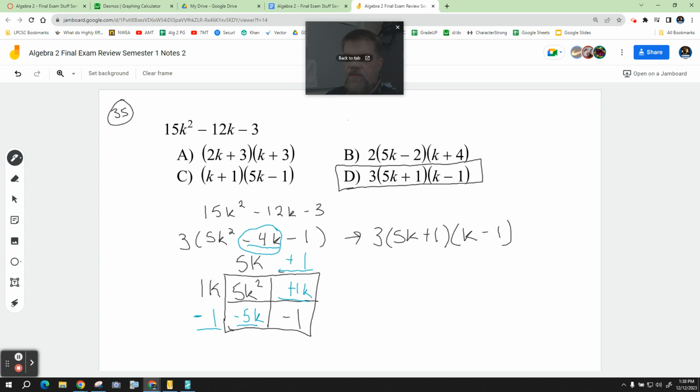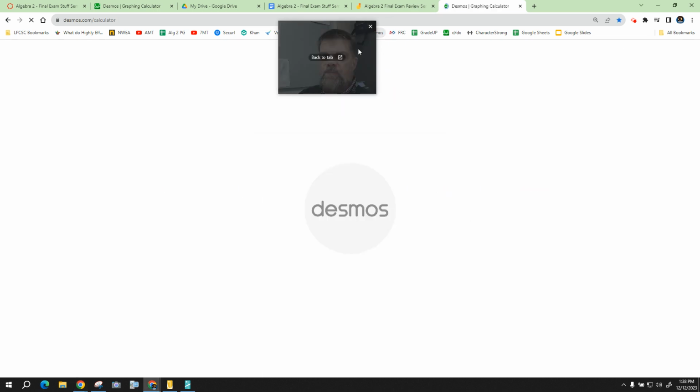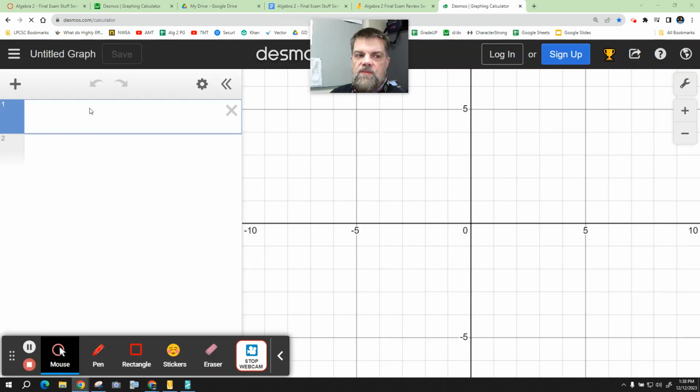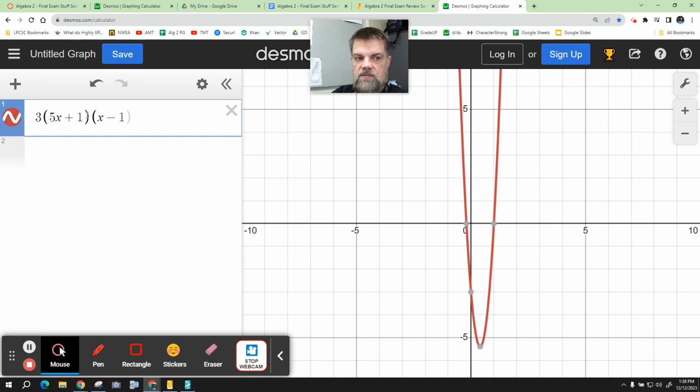And as always, if I wasn't 100% sure, what I could do is just graph it in Desmos. So if I go to Desmos, what do you mean, Mr. Adams? Well, graph your answer, 3 times the quantity, you have to use x though, 5x plus 1 times the quantity x minus 1.